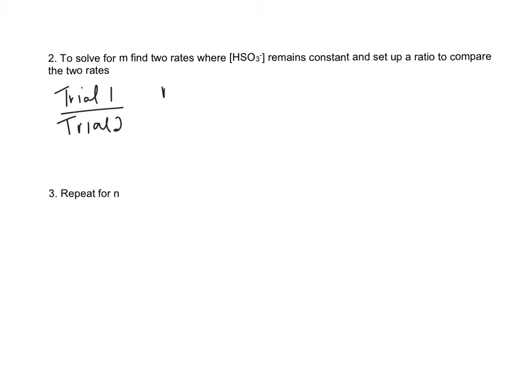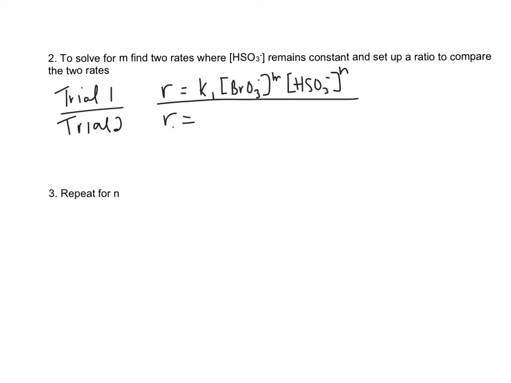So the rate is equal to the k1 concentration of bromate to the m concentration of hydrogen sulfite to n, all over the rate k2 concentration of bromate to the m hydrogen sulfite to the n.